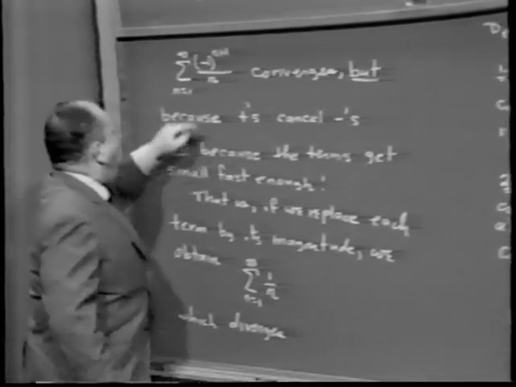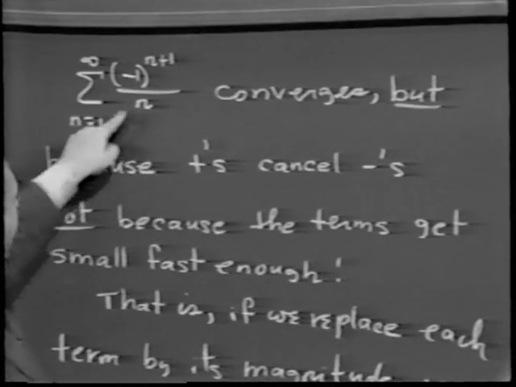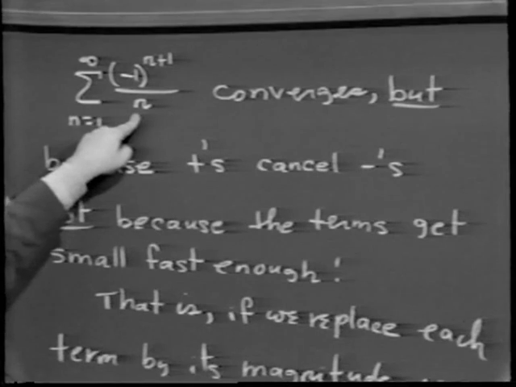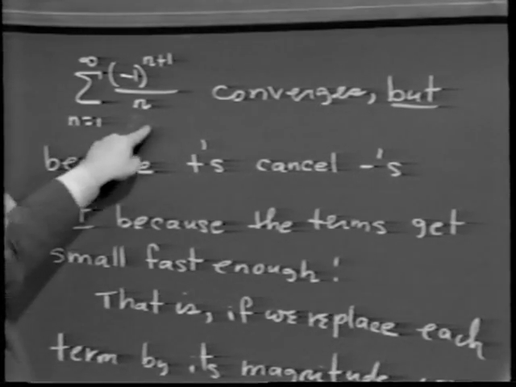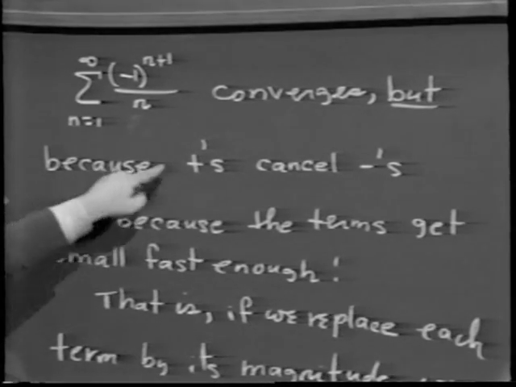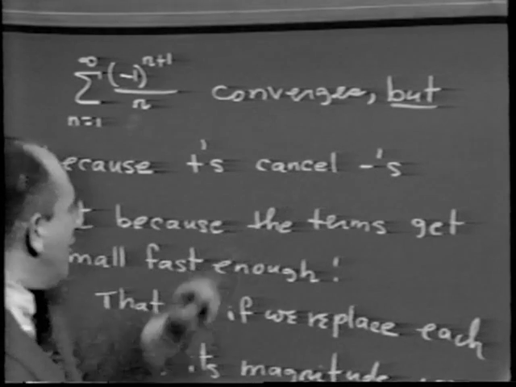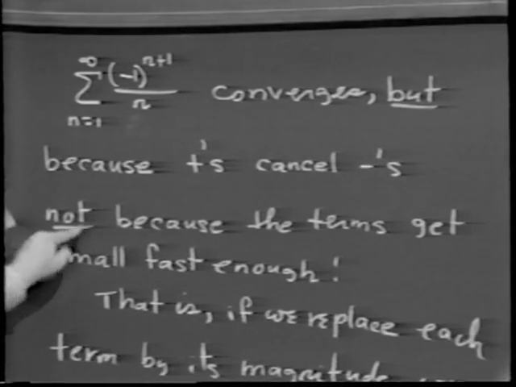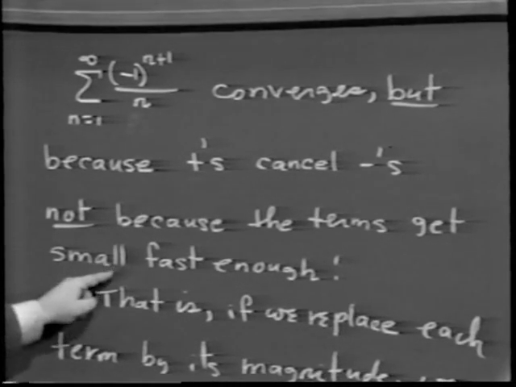First of all, I claim that this particular series, and again, don't get misled by this, it's just a fancy way of saying 1 minus a half plus a third, etc., converges. But it converges because the plus terms cancel the minus terms, the pluses cancel the minuses, not because the terms get small fast enough.